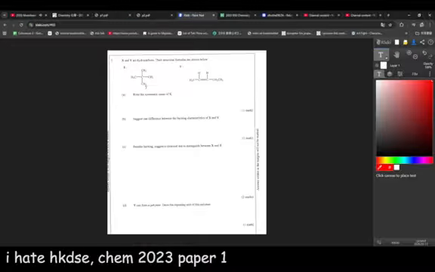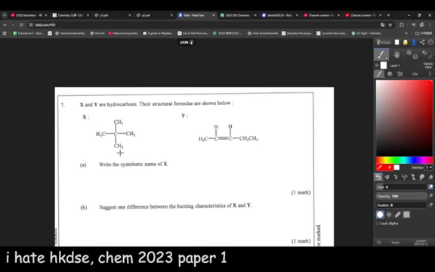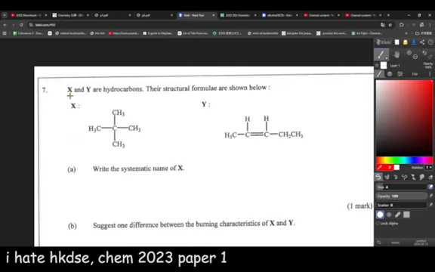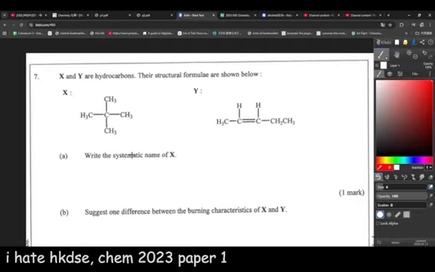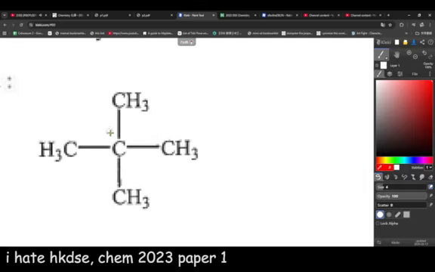Okay, anyways, let's look at this next question. X and Y are hydrocarbons. The structural formulae are shown below. Right, the systematic name of X. So look at it very closely.